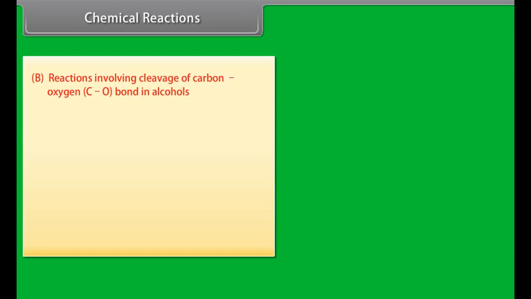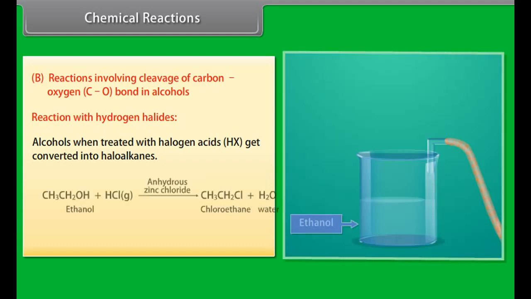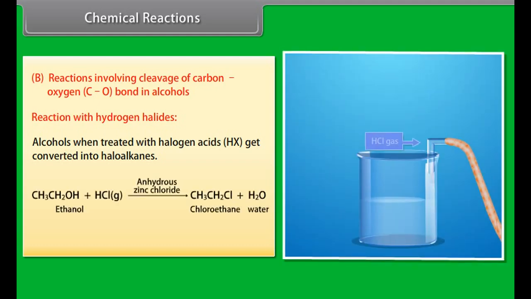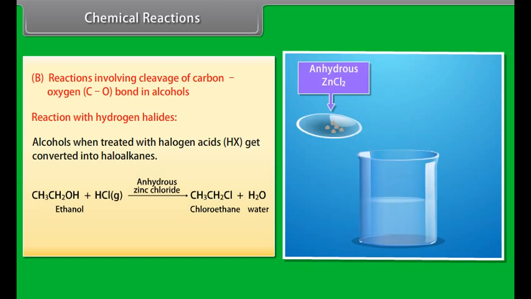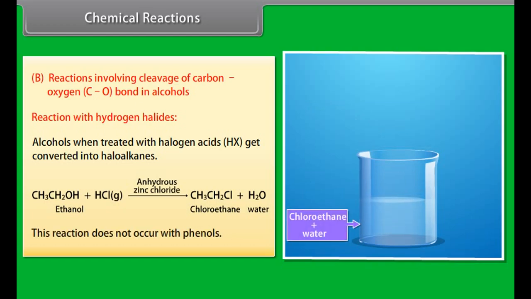Reactions involving cleavage of carbon-oxygen bond in alcohols. Reaction with hydrogen halides: alcohols, when treated with halogen acids, get converted into haloalkanes. When hydrochloric acid gas is passed through ethanol in the presence of anhydrous zinc chloride, it forms chloroethane and water. This reaction does not occur with phenols.